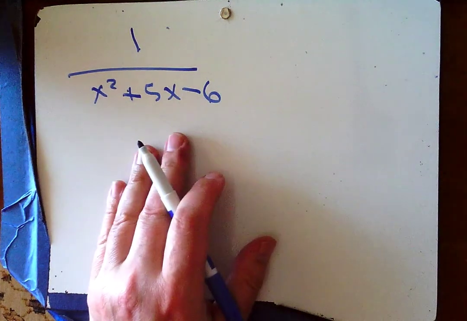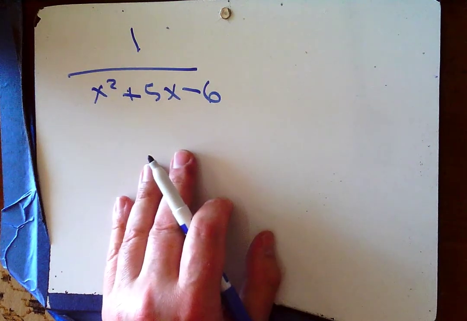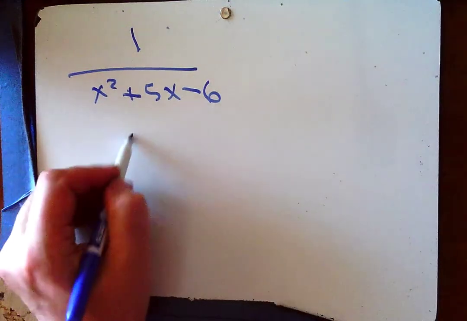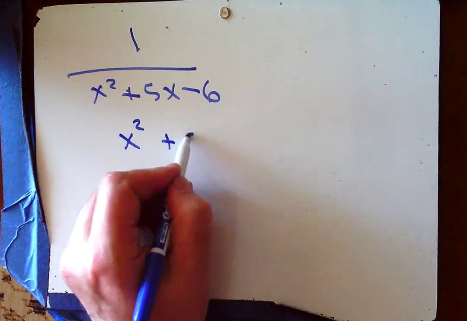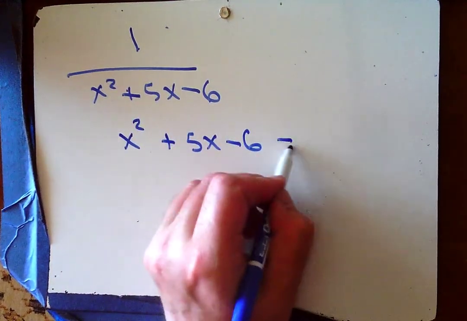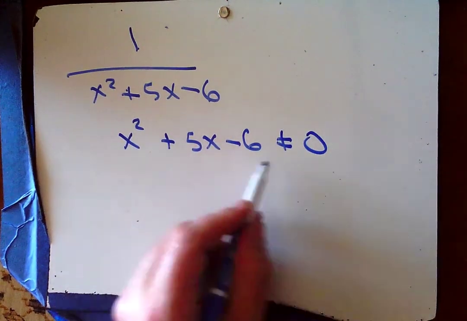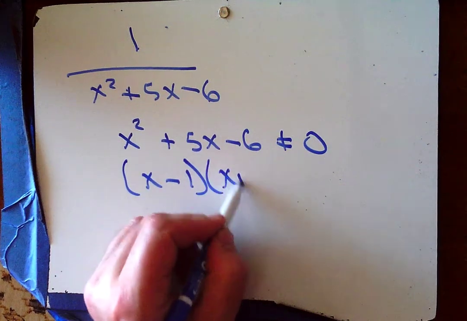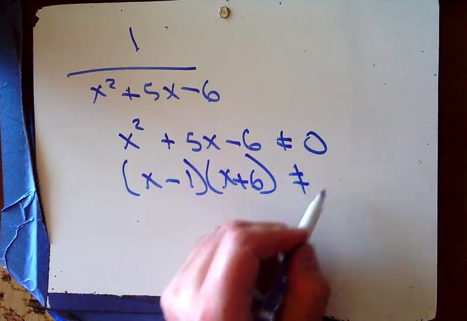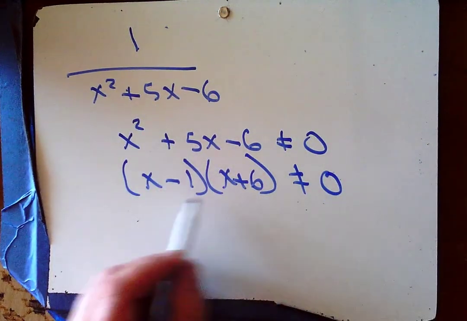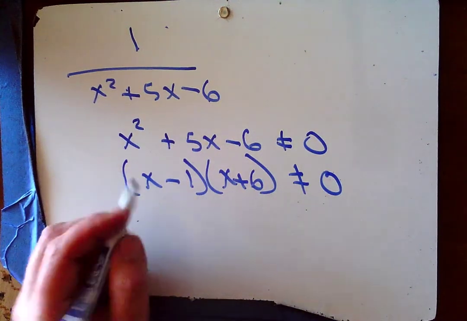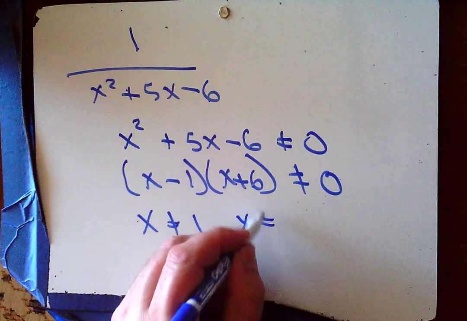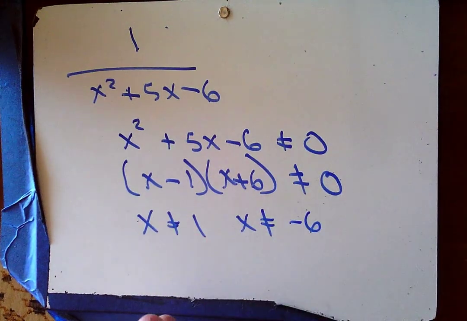Why don't you try this one now? Welcome back. So I know that I have to set that stuff in the denominator not equal to 0. And I can factor here x minus 1, x plus 6. Watch out for factoring. I hope you didn't have 2 and 3 here. So we've got x can't equal 1, and x can't equal -6.